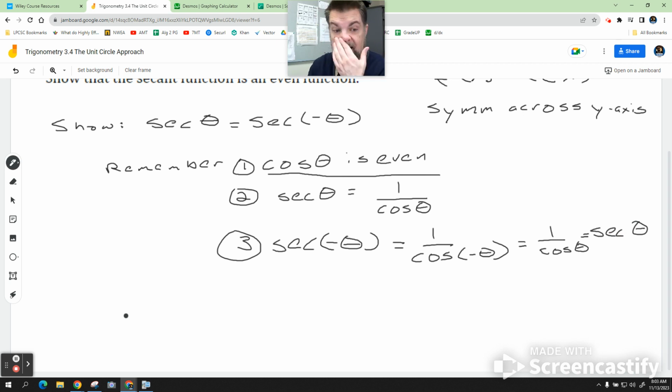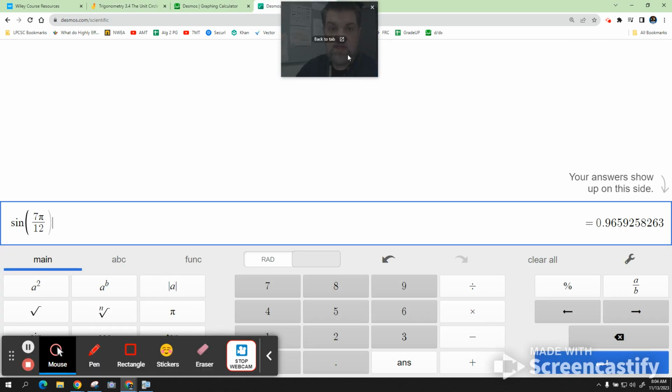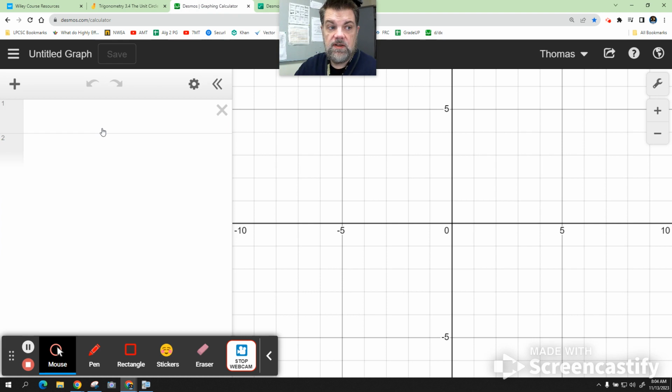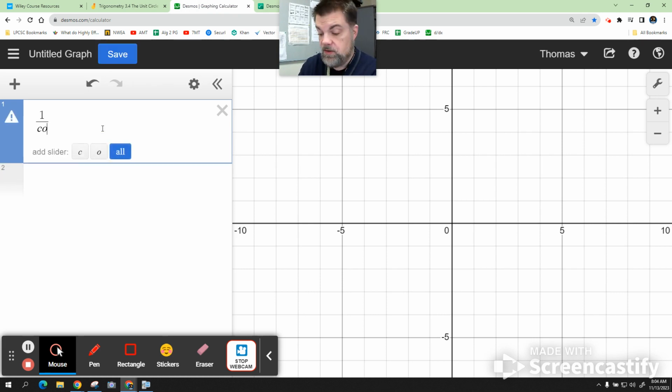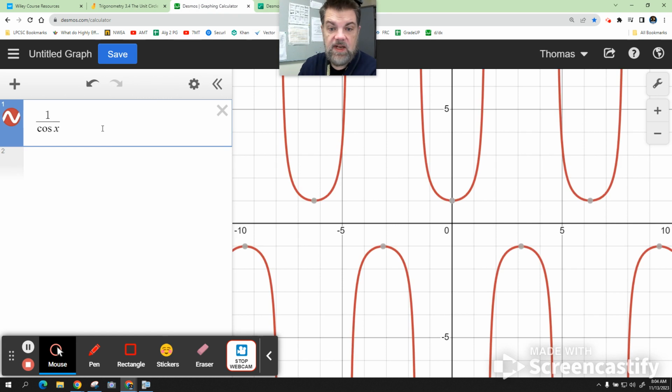Now, another way to do that is you could just plug it into the calculator, but basically that's it. Okay. Now, we could do that by plugging it into Desmos. And remember, it's symmetrical about the y-axis. So if I go to Desmos, let's go to the graphing calculator. And if I just say 1 over cosine of x, which is how we have to graph it, and look at that, it's symmetrical about the y-axis.